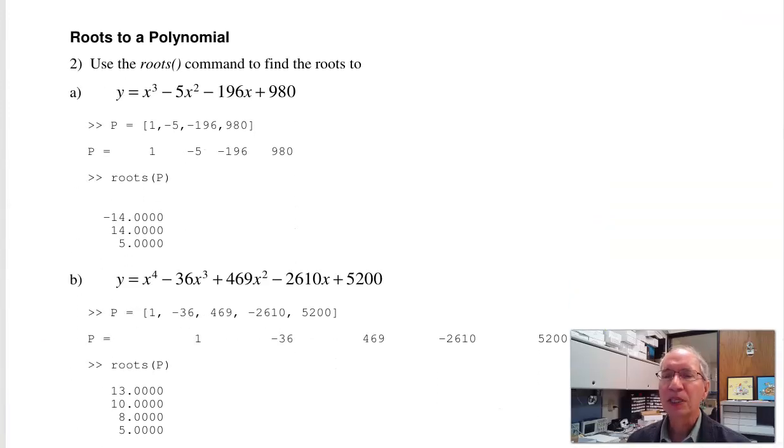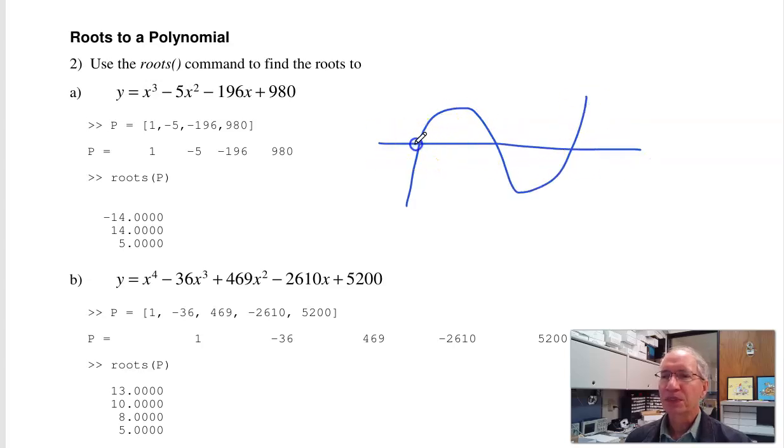Problem number 2 gets back to Matlab. It's find the roots to a polynomial using the function roots. Now, if I have a polynomial like this, if I plot it, that's a cubic. It's got, in this case, 3 zero crossings. The zero crossings are the solution to y equals 0. That's also the command roots in Matlab.